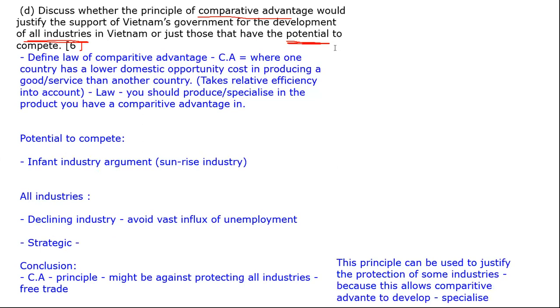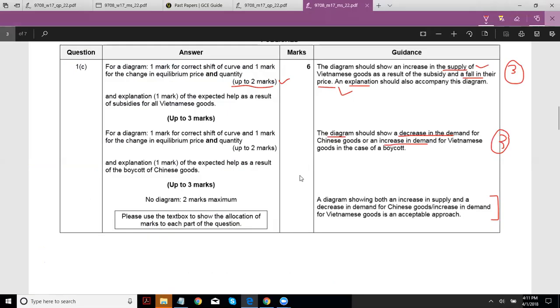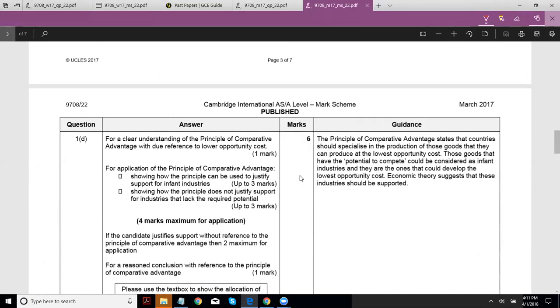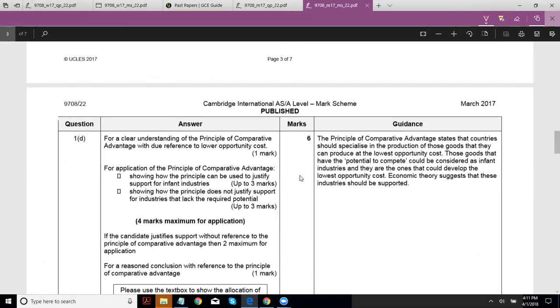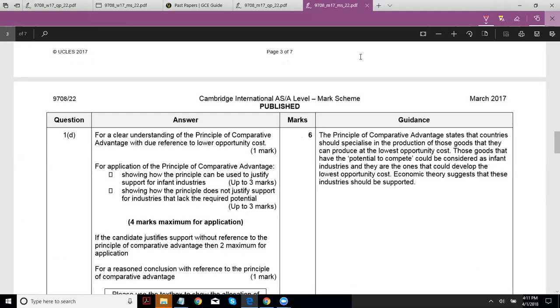So this wasn't the easiest of questions, at least I didn't find it so, but let's see what the marking scheme has to say about it. Okay, so for clear understanding of comparative advantage with lower opportunity cost, you would get this mark at least. एक mark तो मिल रहा है.